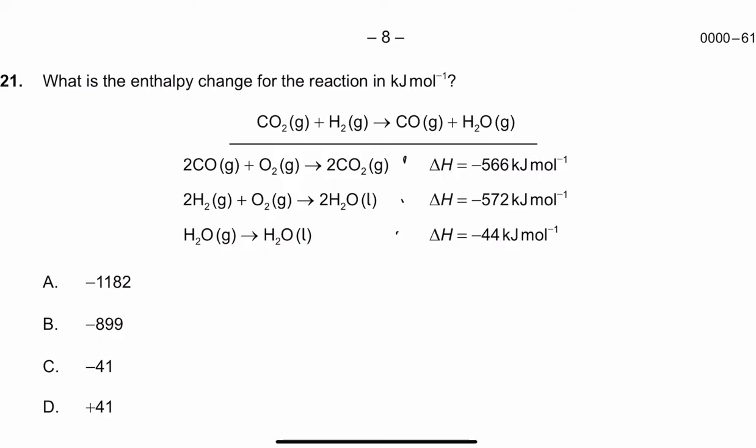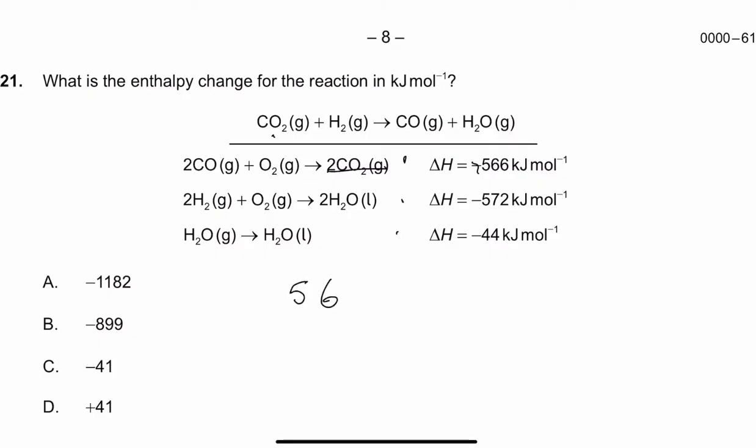So let's look at the things we need to do. We need to get CO2 in the reactants. And where is CO2? Well, CO2 is here. CO2 is currently in the product. So how do we make it in the reactants? Well, we need to flip it. We need to flip the sign, and that's going to involve making this a positive enthalpy change.